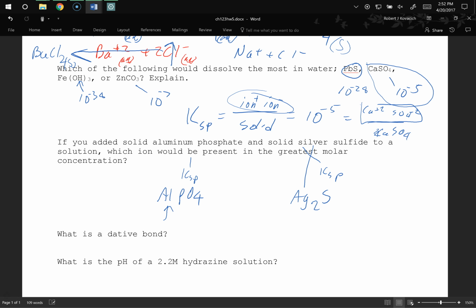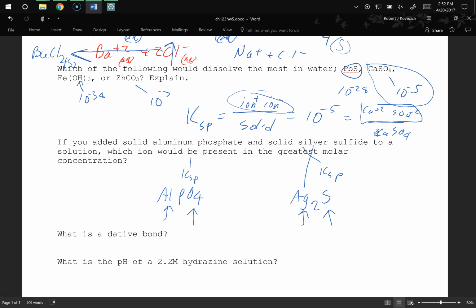There is one aluminum ion, one phosphate ion, two silver ions, and one sulfide. So there's a possibility that even though one of them might have a larger KSP, since the other one, when it dissociates, gives me double the number of ions, that might play a role. Does that make sense? So when you're looking at the formulas, think about the ratio of the cations. I'm asking specifically about which one is there in greatest concentration.